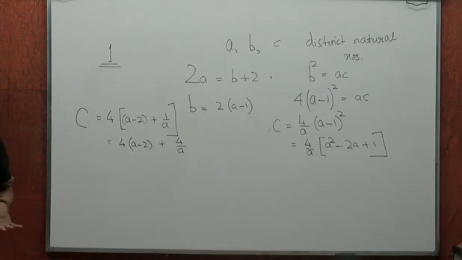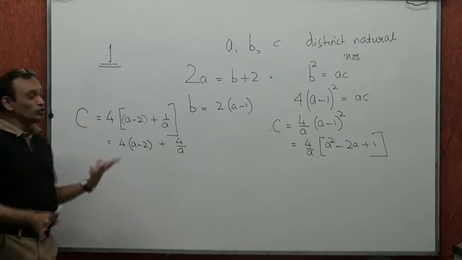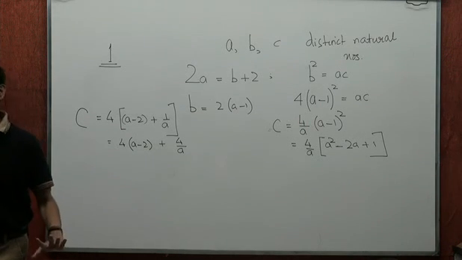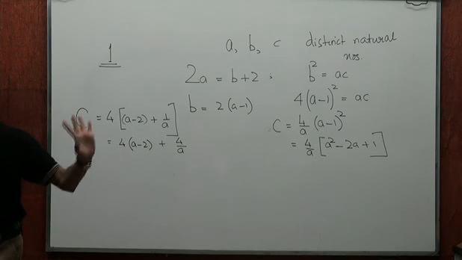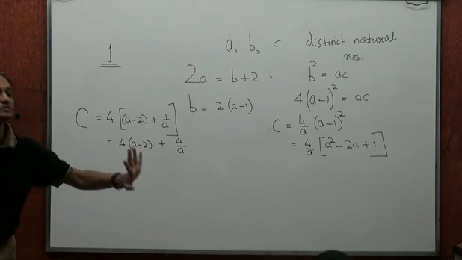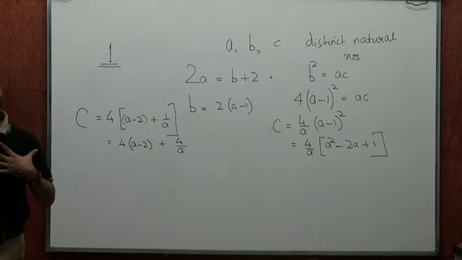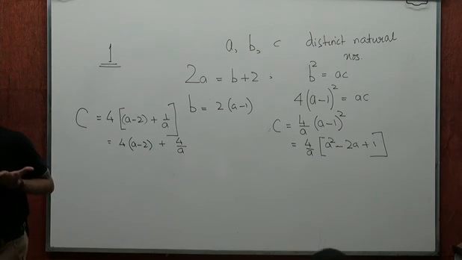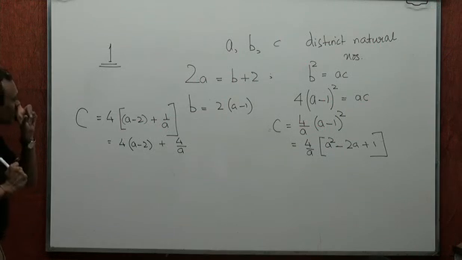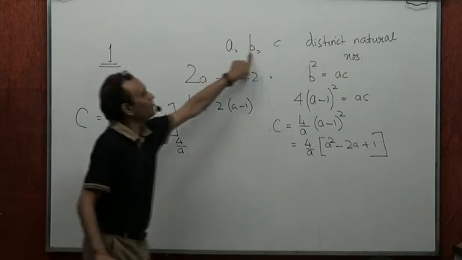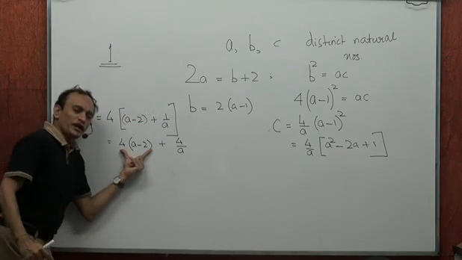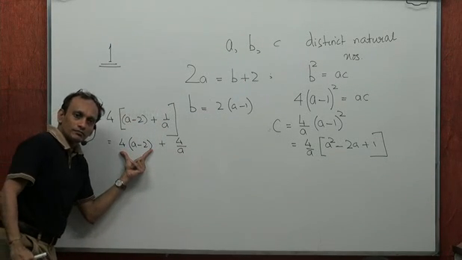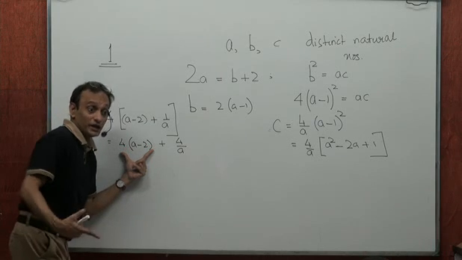Now, no further manipulation is possible. We have exhausted all manipulation that was available. We can't manipulate it any further. Now, we will have to start deploying the conditions given, right? Do you realize that if a, b, c are integers, then 4 into a minus 2 will be an integer, right? 4 into a minus 2 will be an integer, clear?